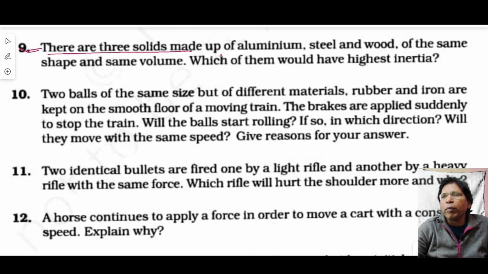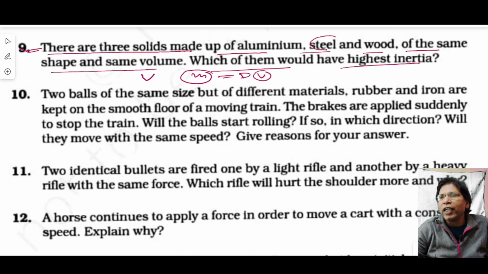There are three solids made up of aluminum, steel and wood, of the same shape and same volume. That is, all three have the same volume V. Which of them has the highest inertia? Look at this. Greater the mass of a body, greater is the inertia. Now mass equals density into volume. Here volume is the same. Density of steel is greater than density of aluminum, and density of aluminum is greater than wood. So mass of steel is greater than mass of aluminum, which is greater than mass of wood. So inertia of steel is greater than inertia of aluminum, which is greater than inertia of wood. Okay, understood? So here steel has the highest inertia.